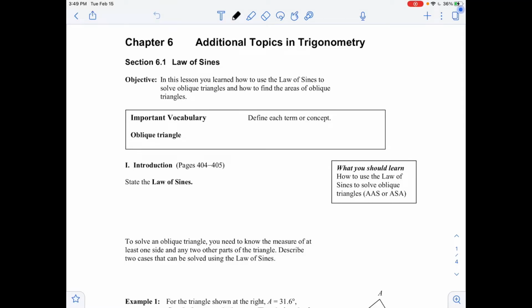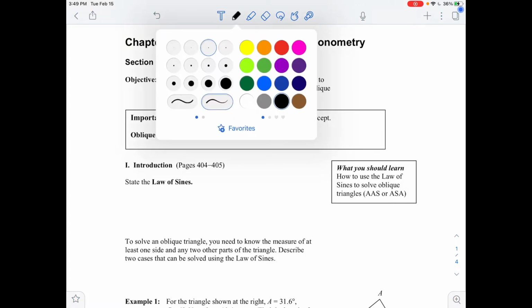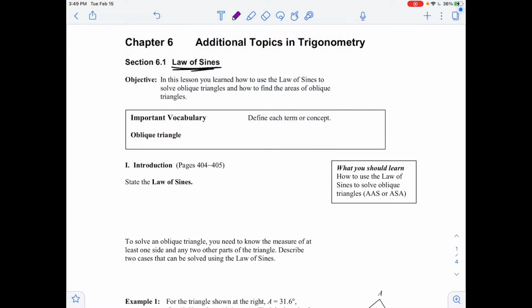Hey everybody, we are on to law of sines today. Let's get started. So one of the things that we need to remember is what an oblique triangle is, and it's a triangle that has no right angles.